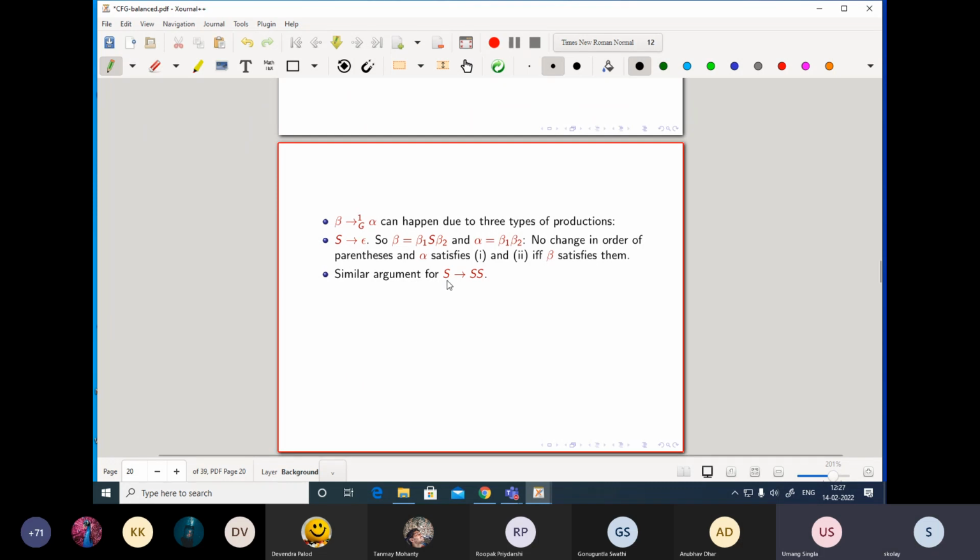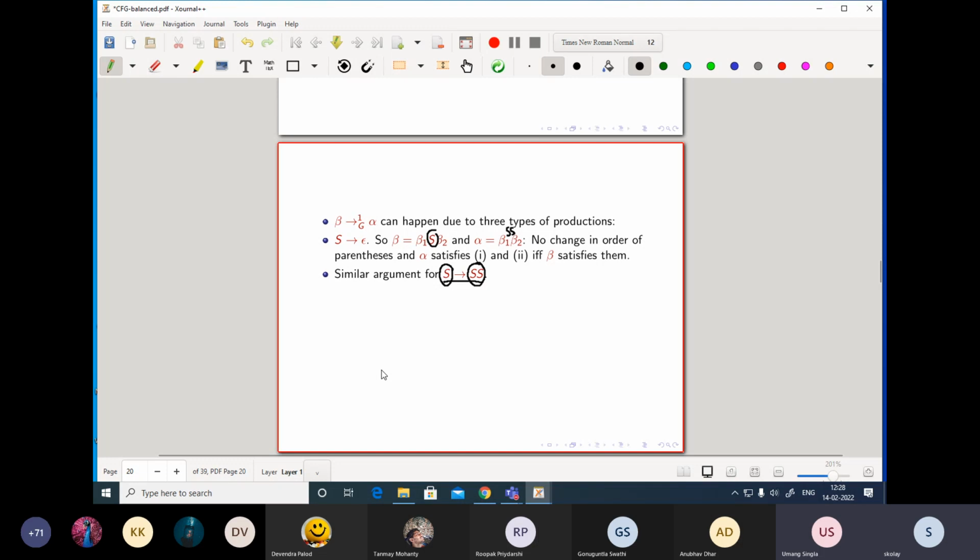Okay. So the another production is S going to SS. If we use this production, it means that I am going to replace a non-terminal symbol by two non-terminal symbols. So I'm not adding or subtracting, and I'm not changing the order of parentheses. Suppose over here instead of S, I introduced SS, I will not be affecting the order of parentheses. So by a similar argument, if beta was satisfying 1 and 2, then alpha is also going to satisfy 1 and 2.